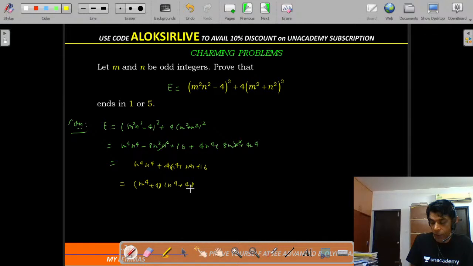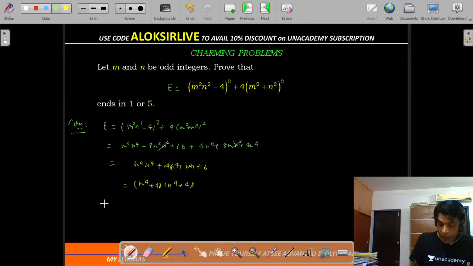But now you need to look at how you can prove that it ends in 1 or 5. For that you may take cases, because of course 1 and 5 are there. So we can take some cases. Can someone suggest what cases we can take? This is m and this is n. So basically we have to deal with this kind of thing, the form of that.